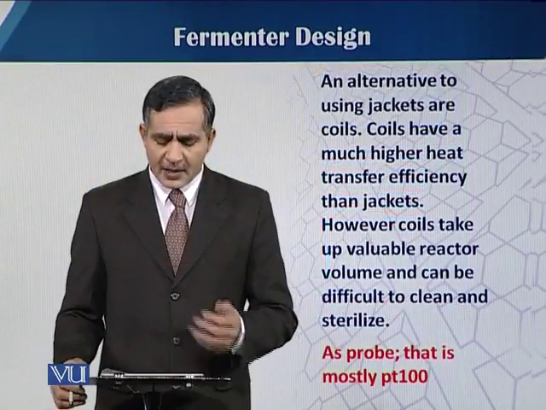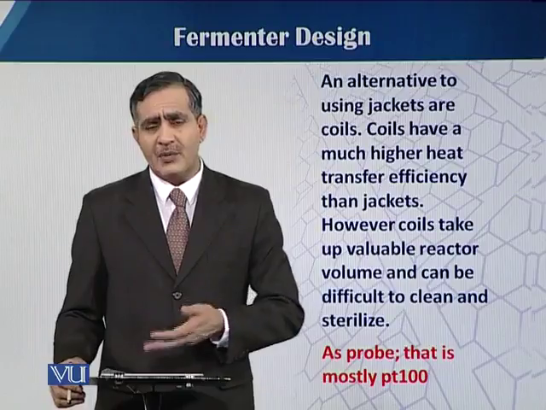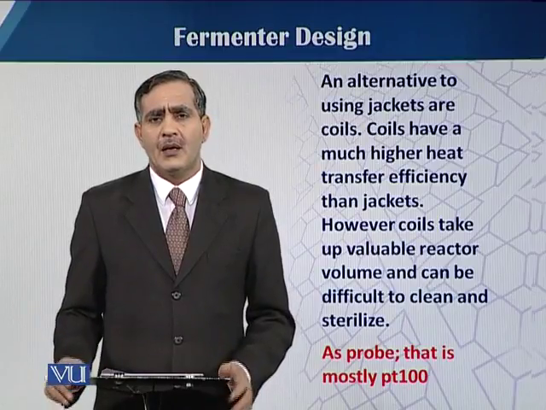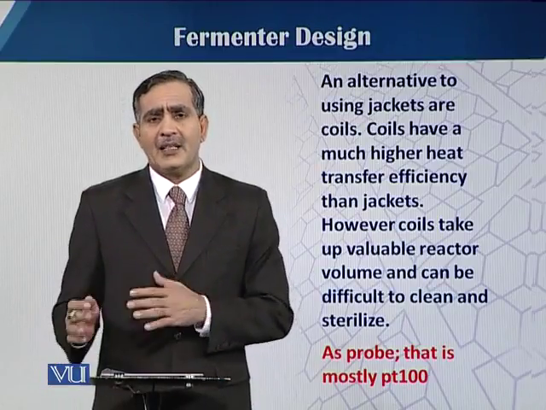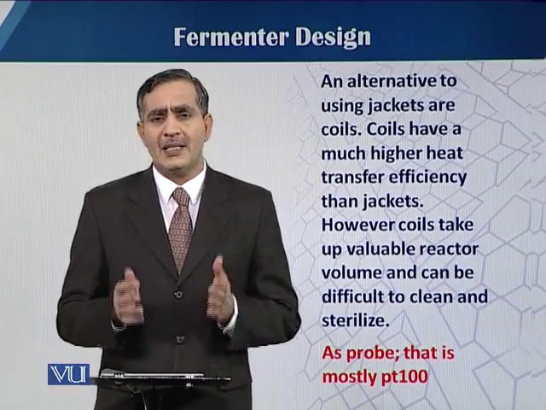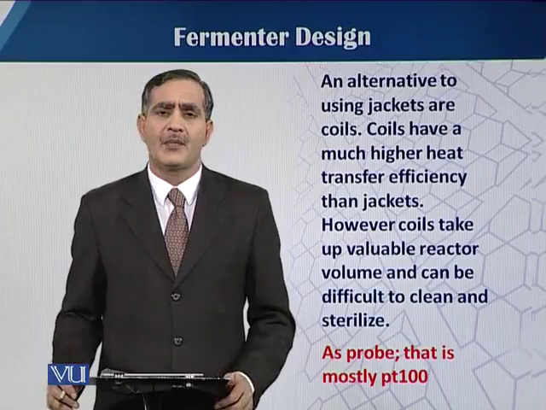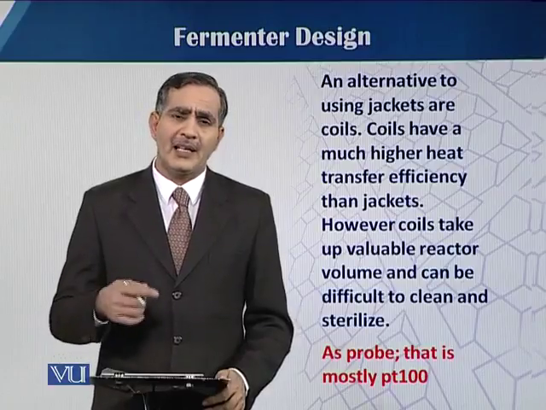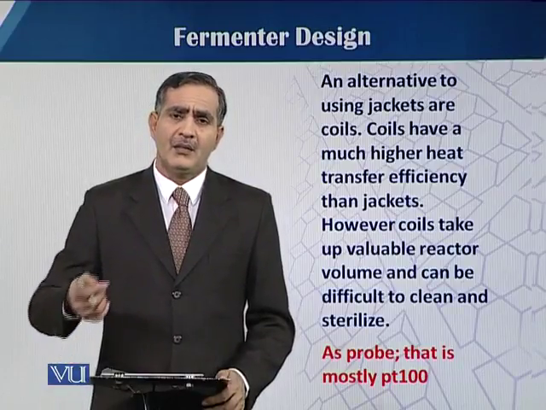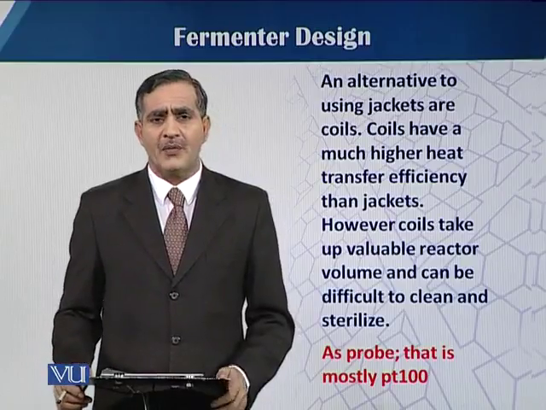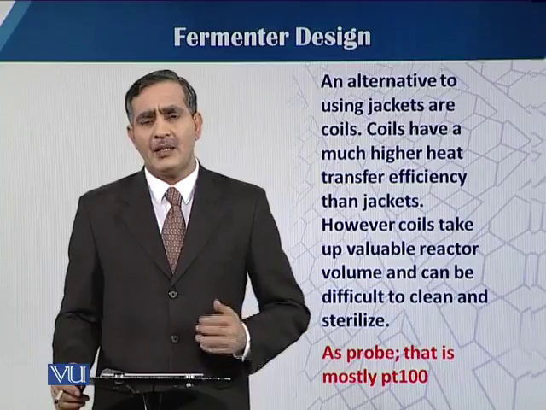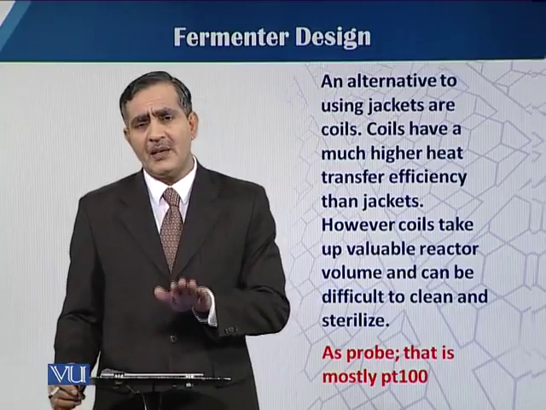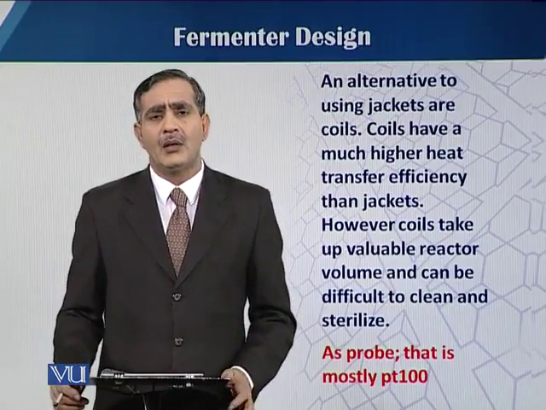As an alternative to the jackets, as we have seen in our previous slides, there are cooling coils. The major difference between the jacket and the cooling coil is that the jacket has less surface area. When you use the coil, there is a maximum area we can use for heat transfer from the liquid to the fermentation medium. This is basically one part of how we can control the temperature.